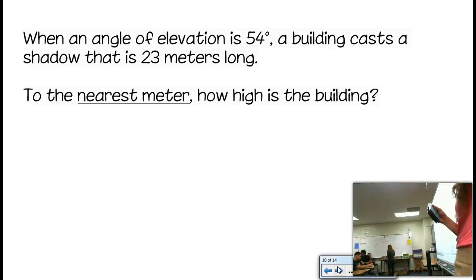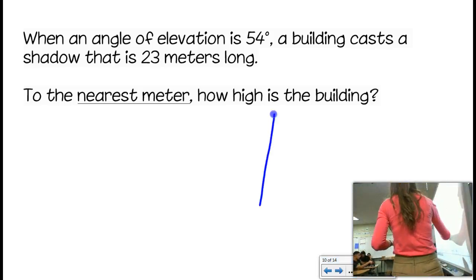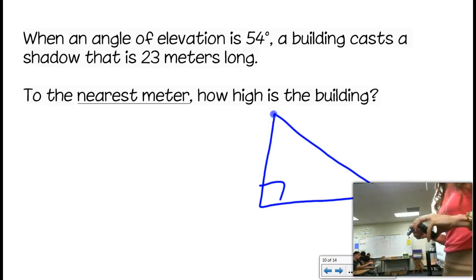Draw a picture, please. Ava, I can see you. Put it away. Draw a picture, please. Wait, angle. You always draw a right triangle because you know your picture is going to involve a right triangle. So start yourself with a right triangle.